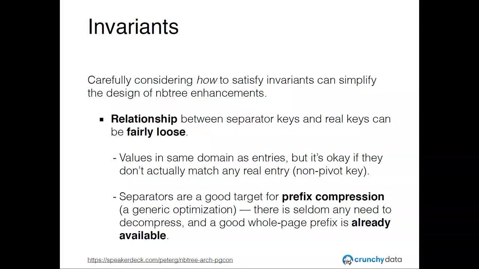Now, in general, we describe the structure of the tree in terms of invariants, things that must always hold. Obviously, you have to have everything in the logical order dictated by the operator class of the type you're indexing. However, the relationship between the separator keys and the real keys, the green ones versus the brown ones, that actually can be quite loose. They, after all, only need to separate the key space. Nothing more. They don't actually need to be a direct copy of any key at any given time at all. Not necessary. This makes them a good target for prefix compression because you already have a low key in a sense. It's already possible to use that for compression because it's just there already. Now we haven't done that yet, but it's something that we perhaps will consider in a future release.